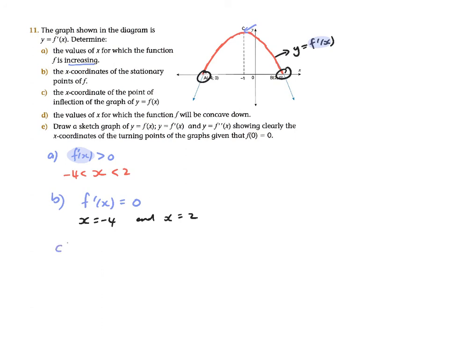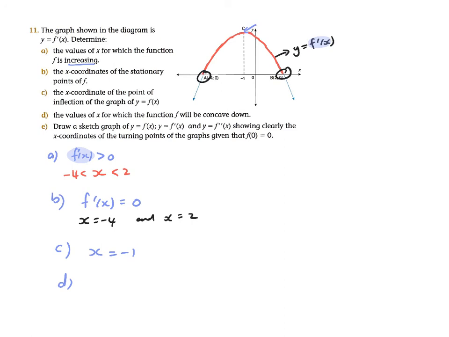Next one, C. The x-coordinate of the point of inflection of the graph of f of x. That, of course, will have the same x value as the stationary point of the derivative. So that will be at x is equal to minus 1. The x value of the stationary point of the derivative function has the same x value as the point of inflection of the original function.